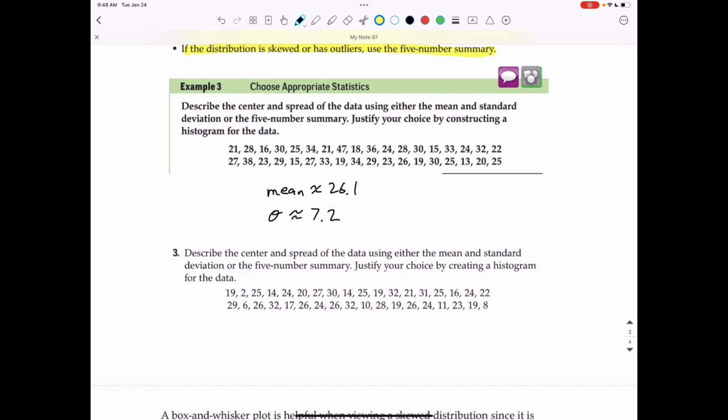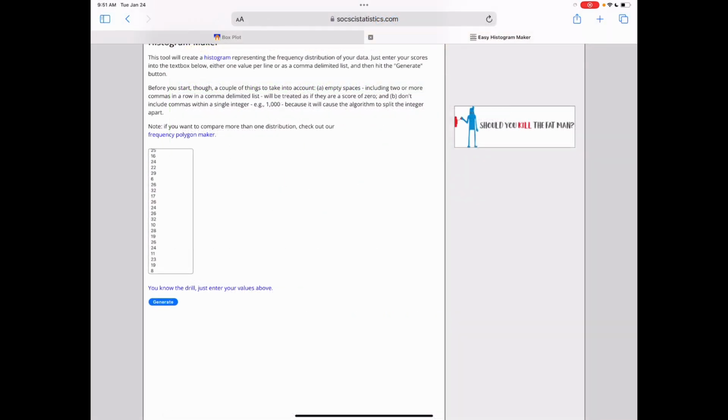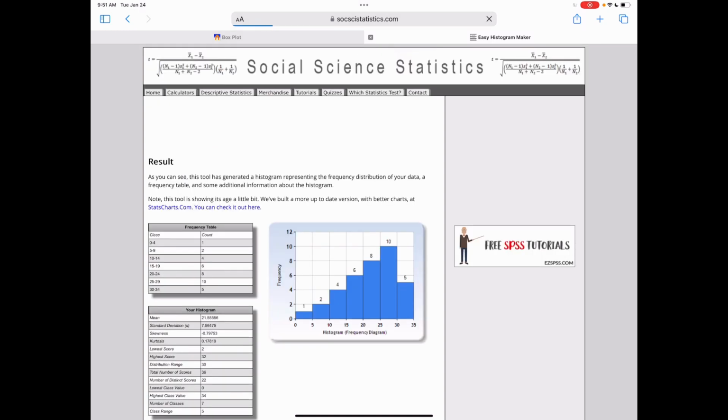3 at the bottom is the same directions. Describe the center and the spread of the data using the mean and standard deviation or the 5-number summary. Justify your choice by creating a histogram for the data. So we will create a histogram for this set of data and determine what the center and the spread is going to be. So I've gone back to the easy histogram maker and I've already typed in the data for that. So I will hit generate.